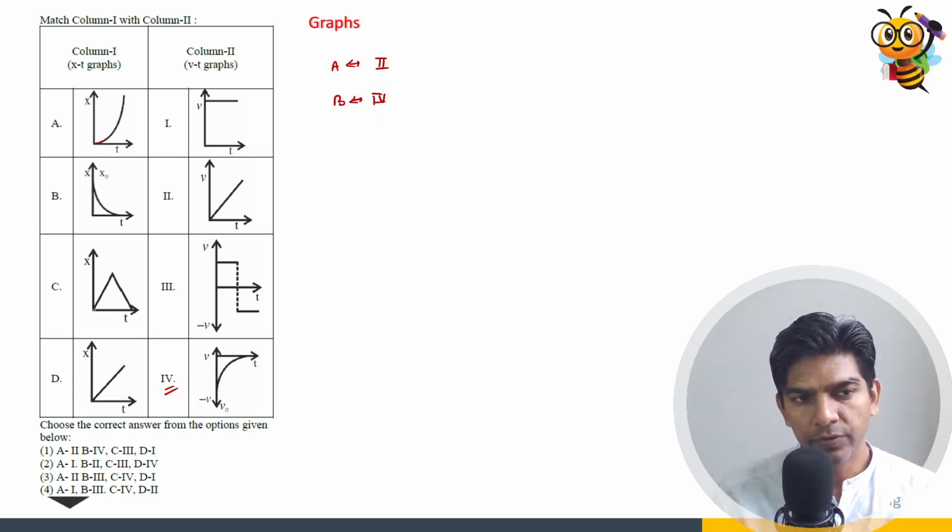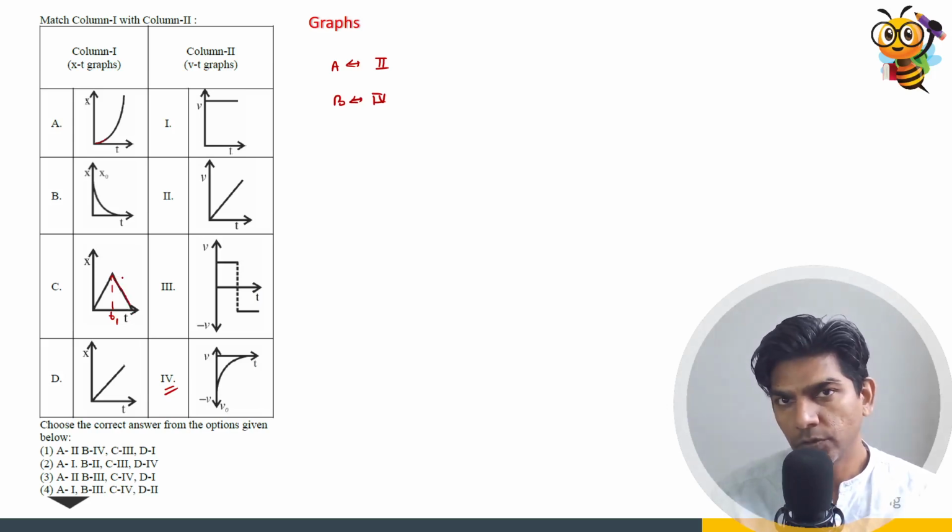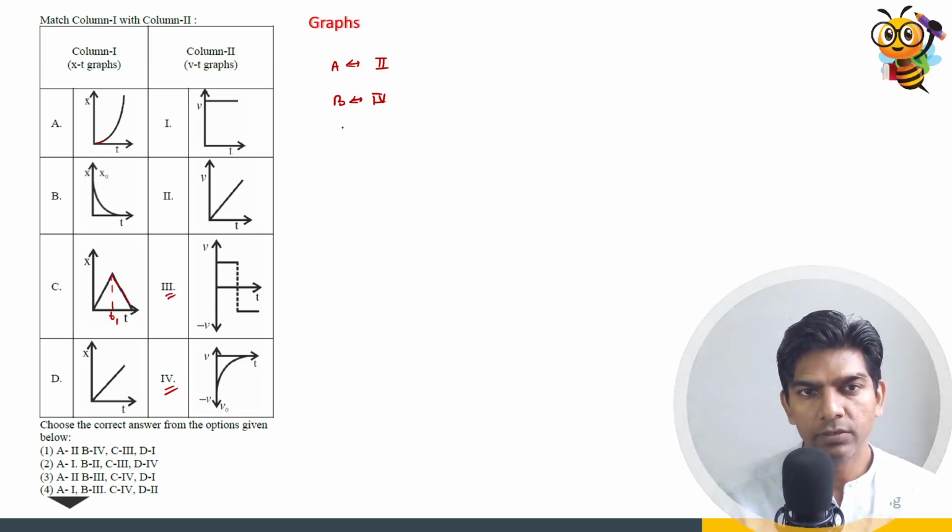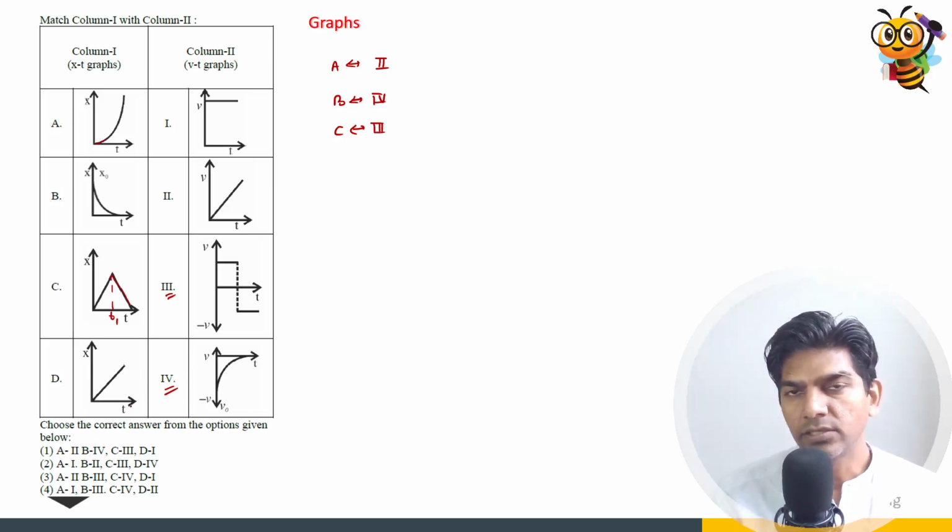And in C, first we have a linear graph up to a certain time, and then again a linear graph. So let me call this instant t1. From 0 to t1, position is increasing linearly, and so velocity will be constant, and it will be in the positive direction. But after that we have a negative slope, so velocity will also become negative. So option 3, so C corresponds to 3. Now for D, the xt graph is linear, so dx by dt will be constant, so velocity should be constant, so 1. So D corresponds to 1.